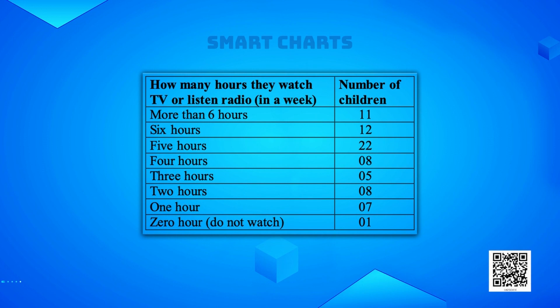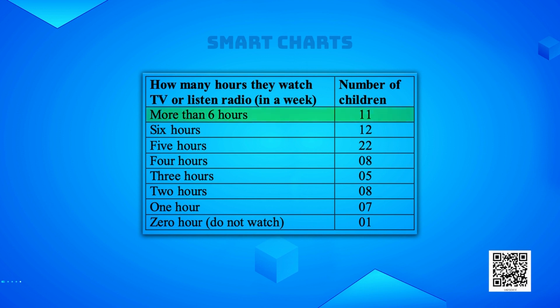Students, Bittu wanted to know in a week whether he spends more time in front of a TV or radio or his friends spend more time. So, he asked all his friends to do the same as what he had done and he collected all the information. His collected information he had written in this way. In the left column he had written the number of hours they spent in front of a TV or radio in a week, and in the right column he had mentioned the number of his friends.